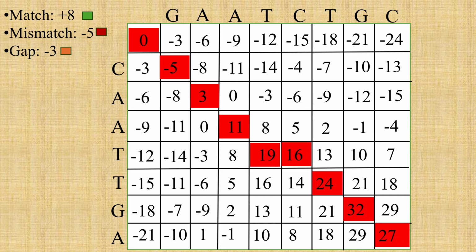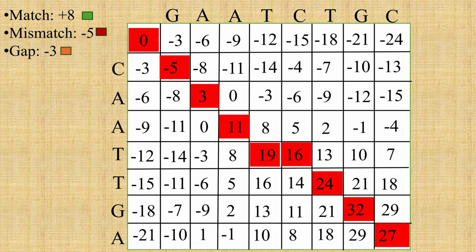So once the matrix is filled, we perform traceback to recover the actual alignment. Traceback always begins at the bottom right cell, which contains the final global alignment score, and in this example, it's 27. So at each step, we ask, which move, diagonal, vertical, or horizontal, produced this value? A diagonal move means the two characters are either matching or mismatching.